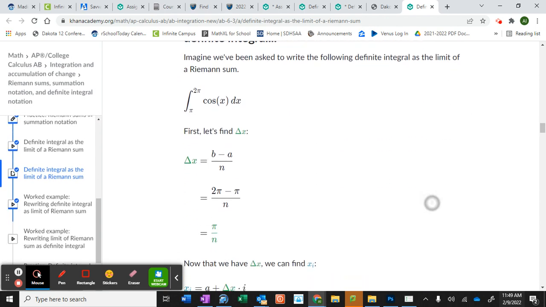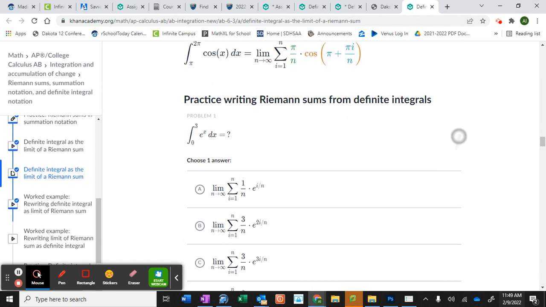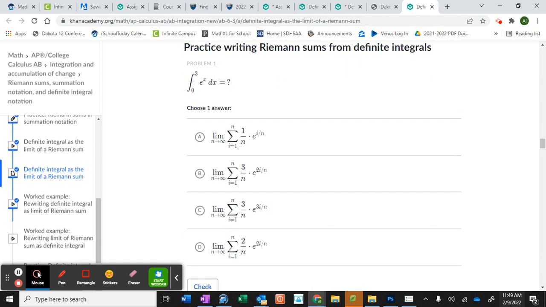All right, so writing Riemann sums. We just went through that. So here we go. Let's see if we can do this.